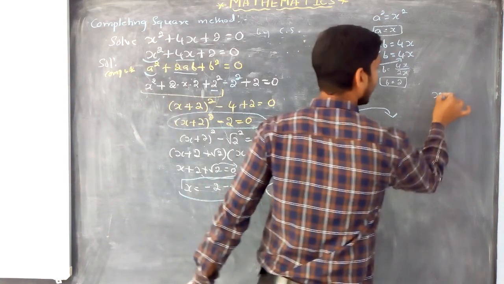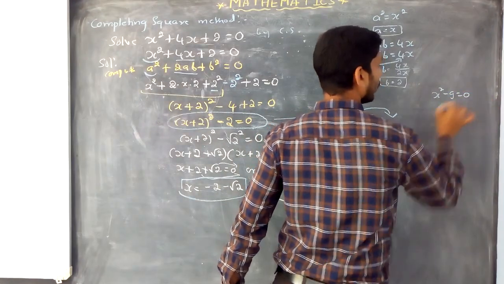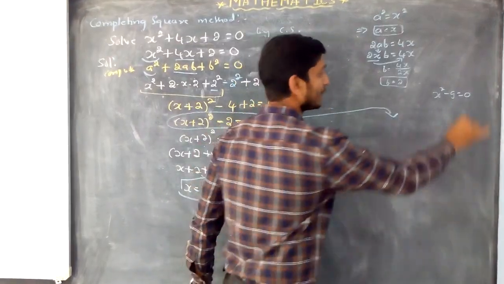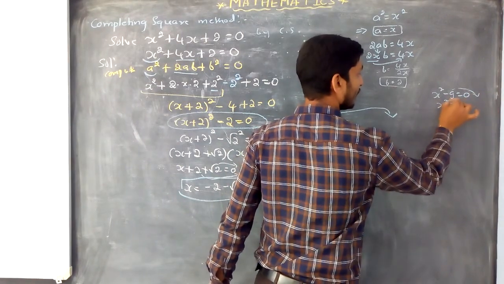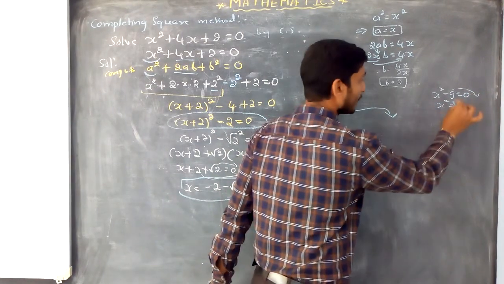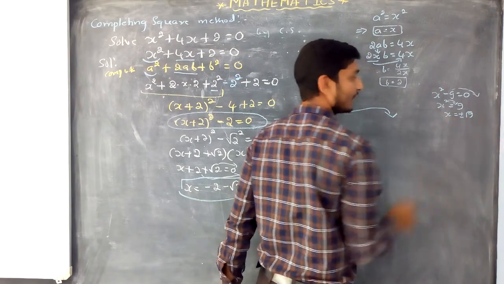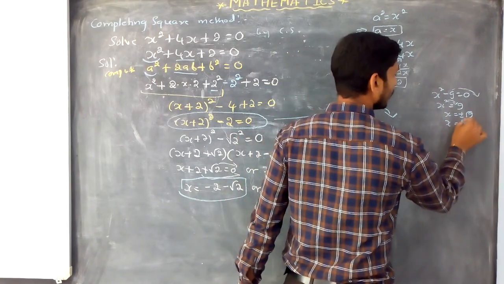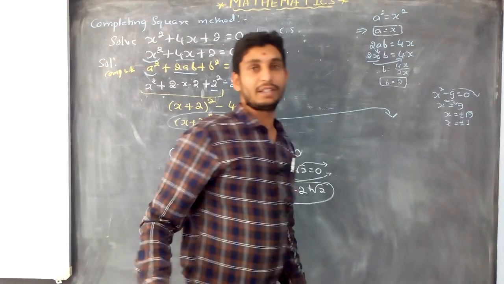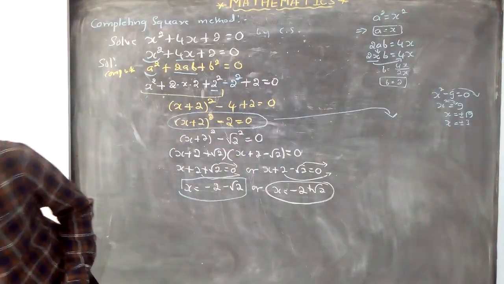The other method is so simple. Suppose x square minus 9 equals 0. How to solve this? Transfer this minus 9 to that side. That is x square equals 9. Take the power to the other side: x is equal to plus or minus root 9. That is x is equal to plus or minus 3. Yes, that method you can now use here.